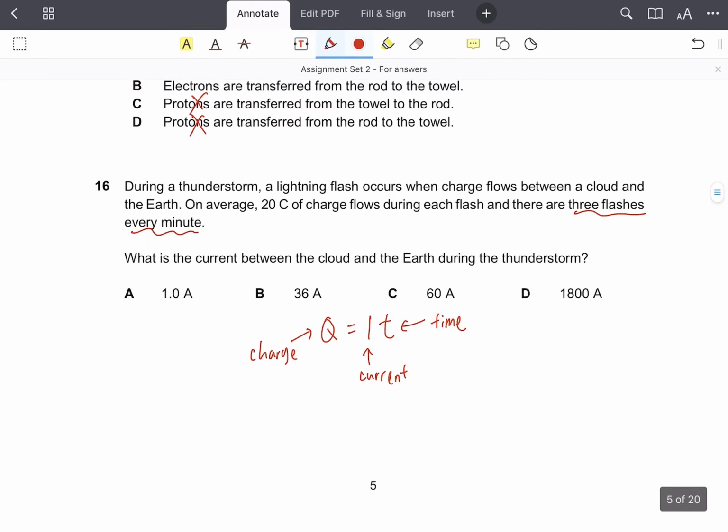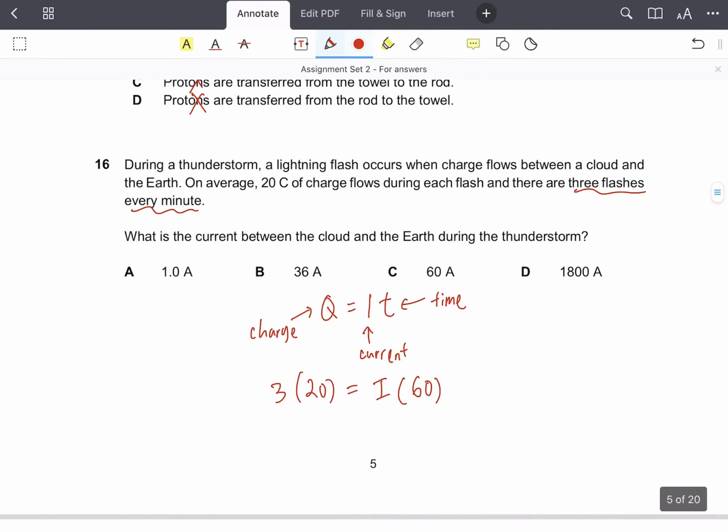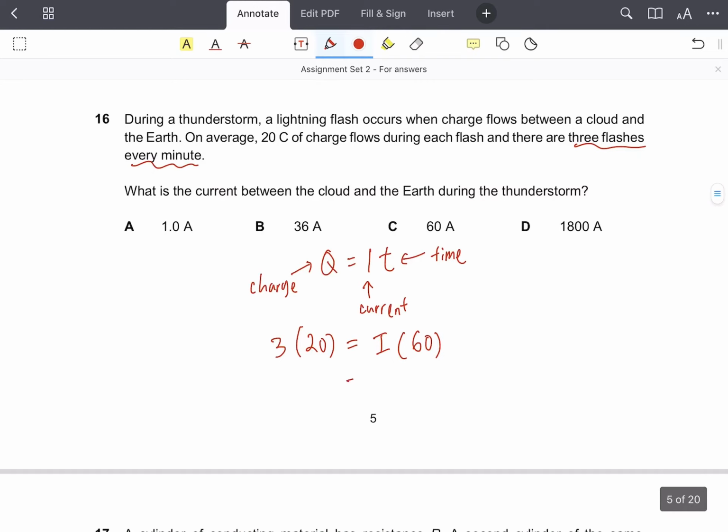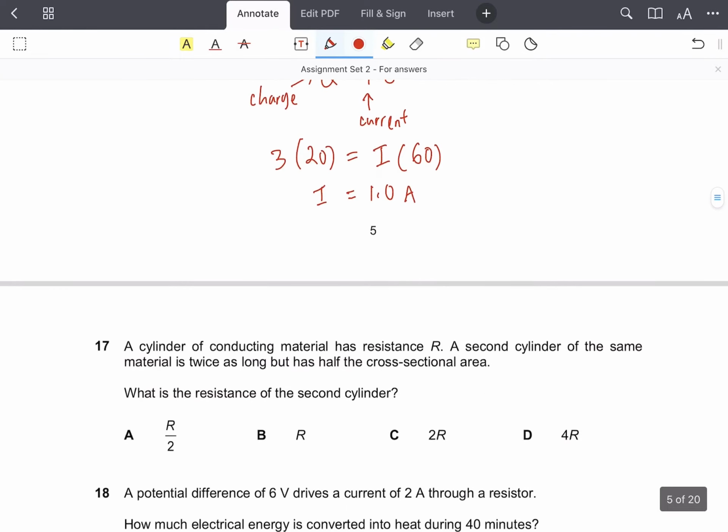Okay, so now let's sub in. So now you have Q. You must remember that there's 3 times of it. So 3 times 20 equals to I. I is what you want to find out. T is 1 minute, which is 60 seconds. Must remember, time always in seconds, other than your cost of electricity. That's the only time where you put hours, but the rest of the time, put seconds. So now I, you can just quickly calculate, is 1 ampere. Okay, can?